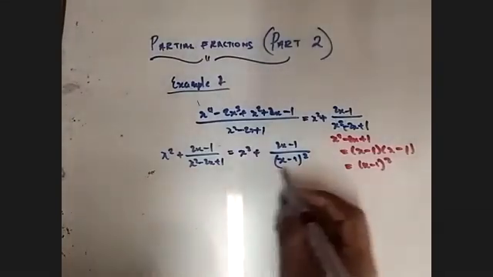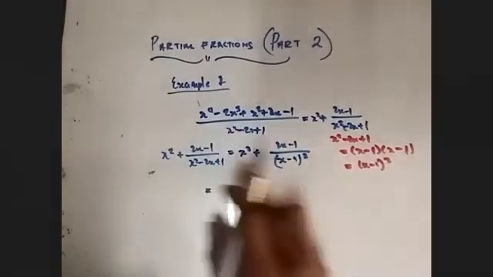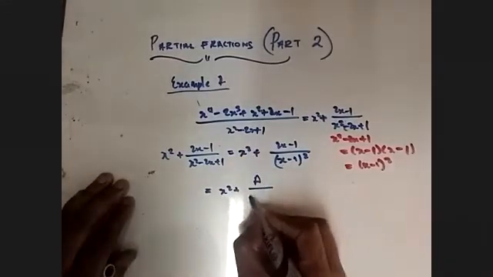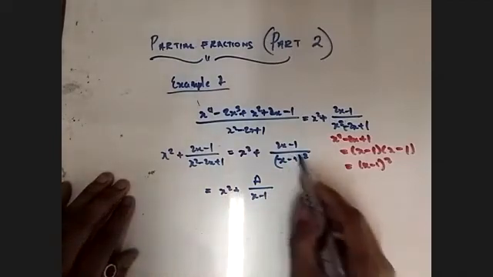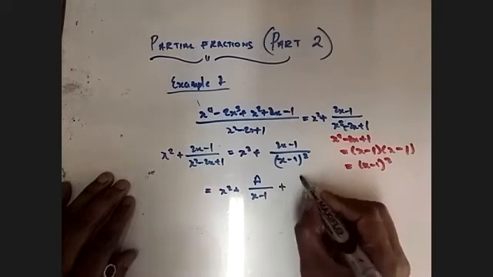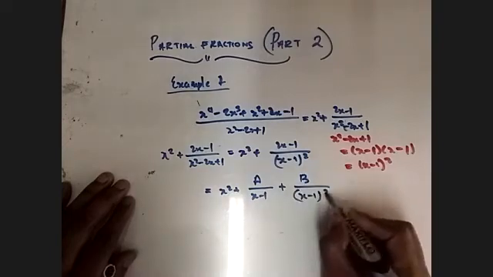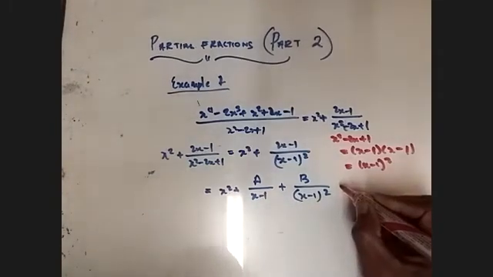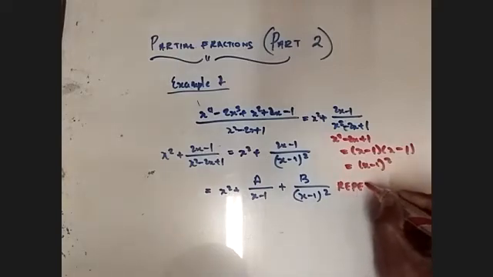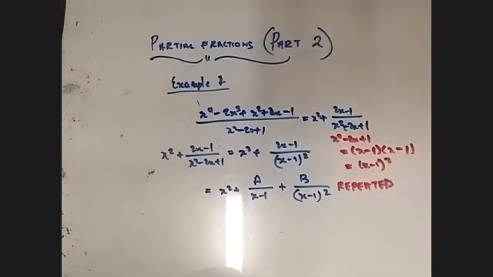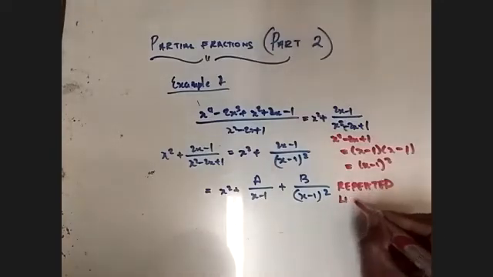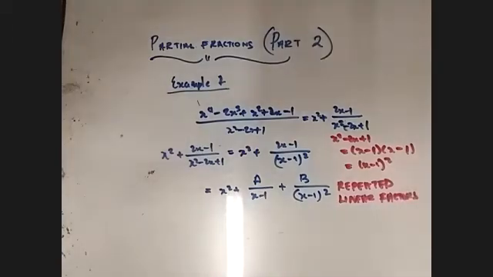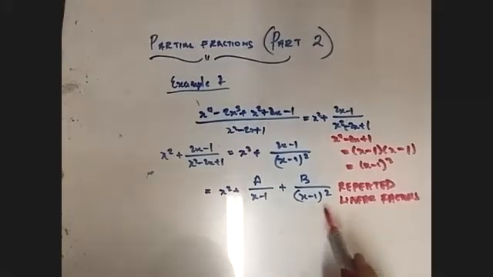Now, since it's linear, what we are going to use to denote this is an a all over x minus 1, which is the first part of this factorization, plus b all over x minus 1 squared. And this is what we denoted last time, which we called repeated linear factors.